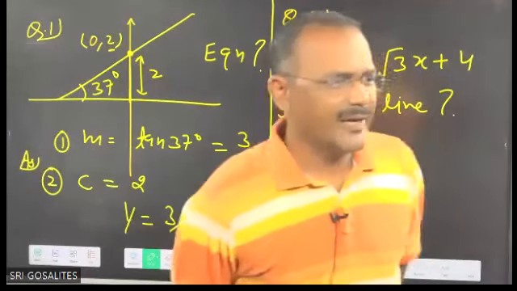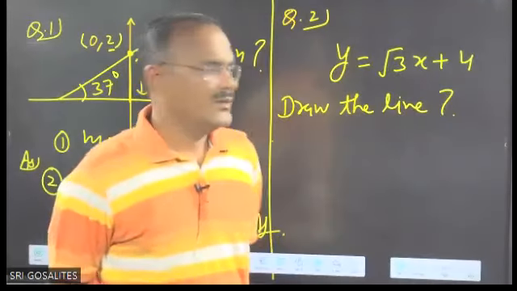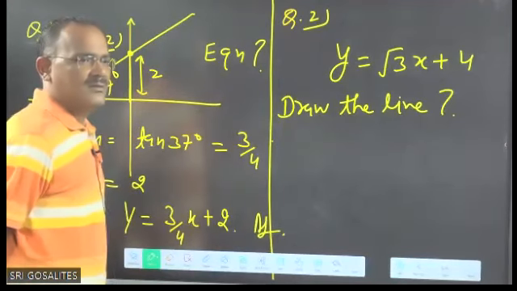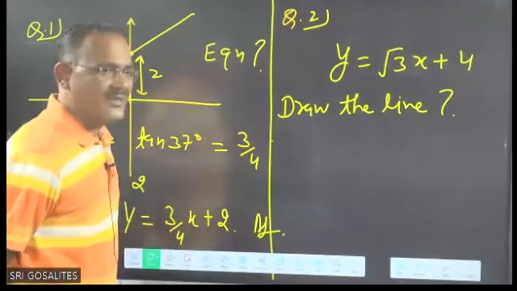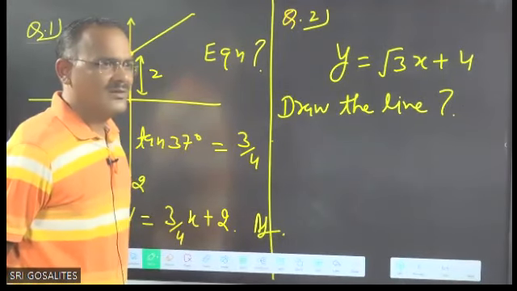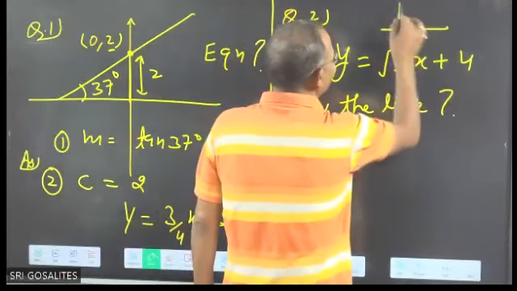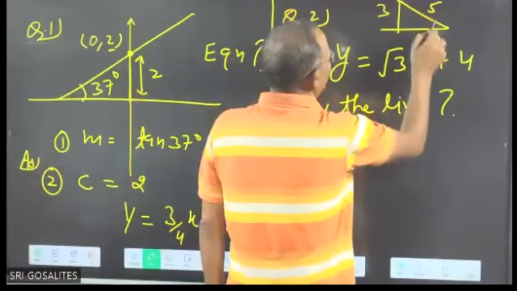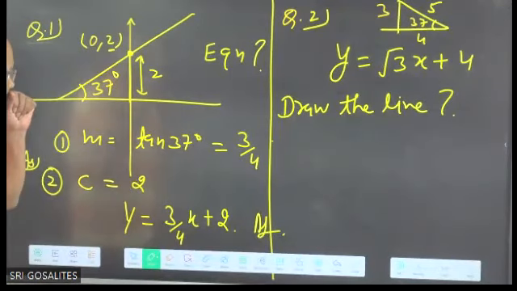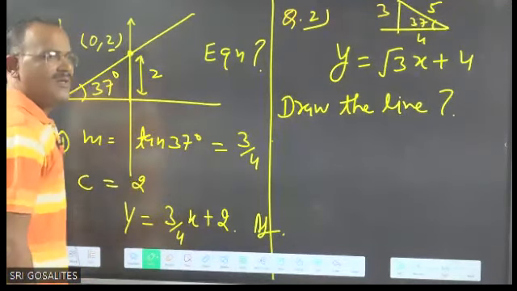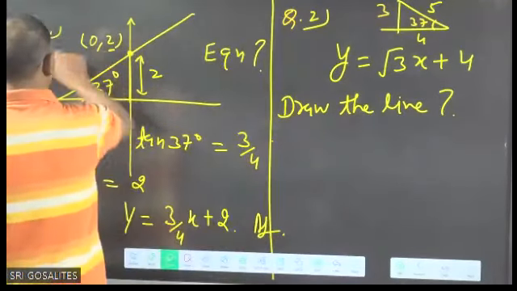Which x are you talking about? Tan 37 is 3/5? Who told you, beta? This is a 3, 4, 5 triangle. It's 37, so tan is 3/4. So now I hope it's clear to you. I'm going to clean it. Now I am erasing this, beta. So if I am cleaning it, we will go for the next question.